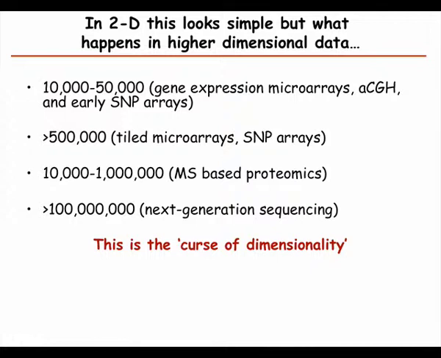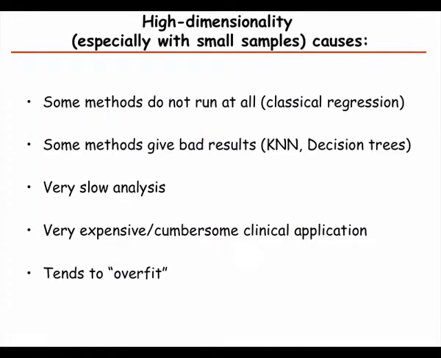And that's what in this case is called the curse of dimensionality. And the main reason is that it's cheap to measure lots of things, but it's expensive to measure a lot of samples. So we have all sorts of problems. Some methods don't run at all because they're too slow. Some methods could give very bad results depending on the data. And the main issue is overfitting.